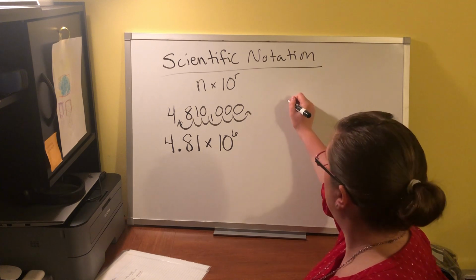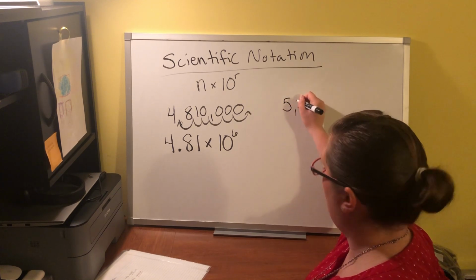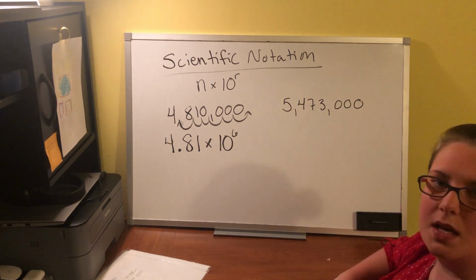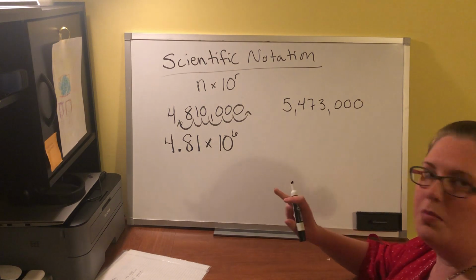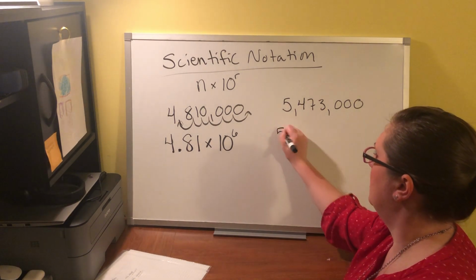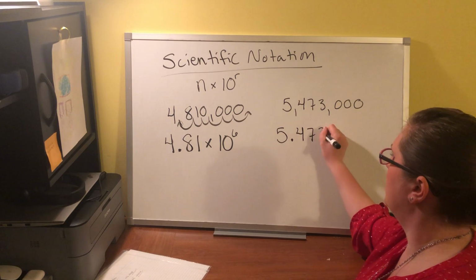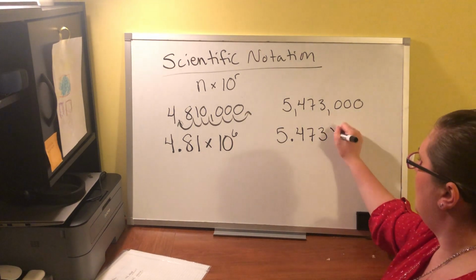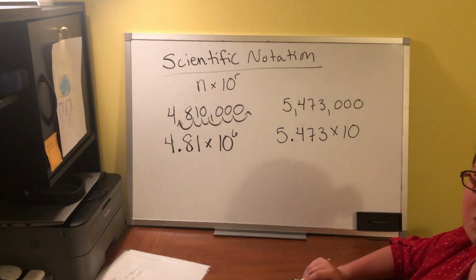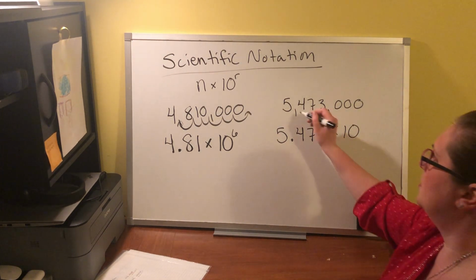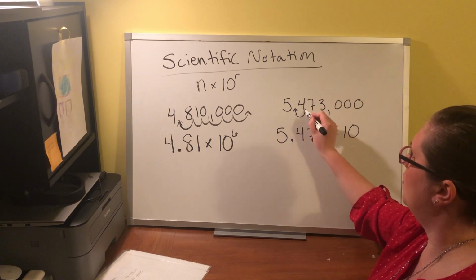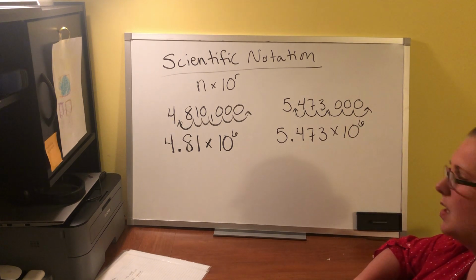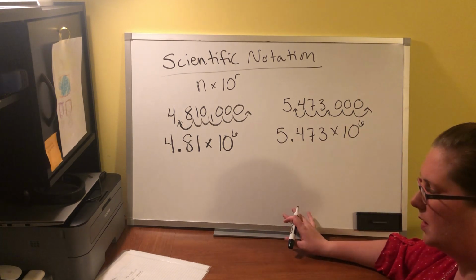Let's look at 5,473,000. Same thing, we want to write it as a decimal with one number to the left of the decimal, so it's going to end up here as 5.473. I don't need the zeros, they fall off, but I need the other numbers, okay? Times 10 to some power, so we're going to count how many times it takes to get us back to the original. So if I put the decimal here, it's going to be 1, 2, 3, 4, 5, 6. All right, so that's 5.473 times 10 to the 6.